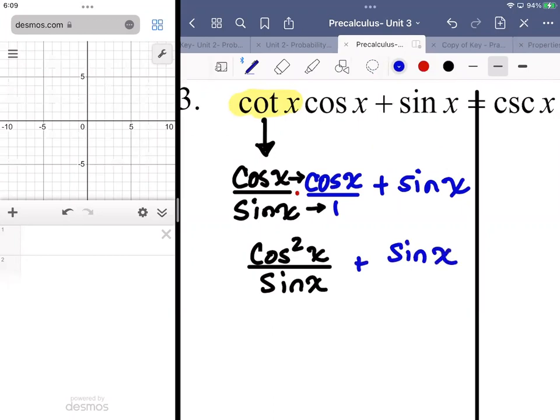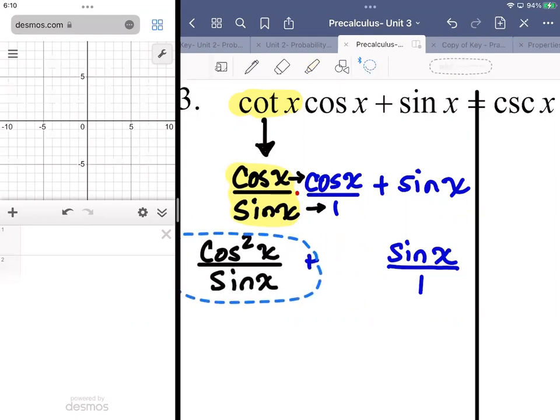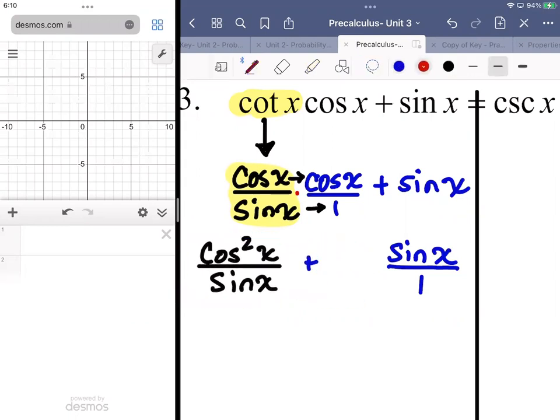Now, when you're adding two fractions, we want to get a common denominator. It's not obvious that they're fractions just yet until I put that sine of x over a 1. So far, the only thing that we've done that's specific to trigonometry is this transformation, or this substitution, really. I don't want to get too fancy. Everything else so far has been algebra. So I'm going to get a common denominator here, and I'm going to do that by multiplying the top and bottom by the sine of x.